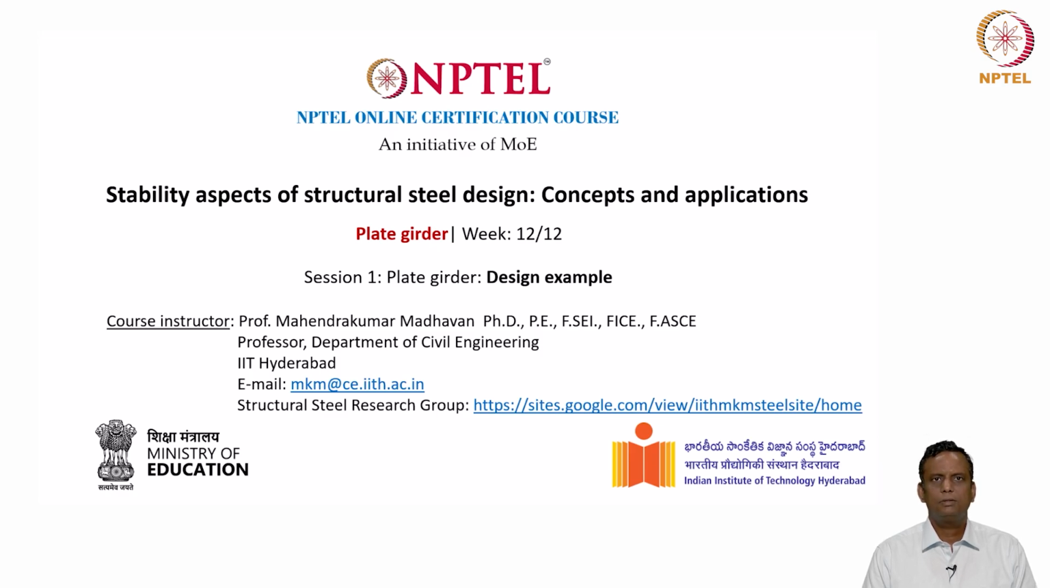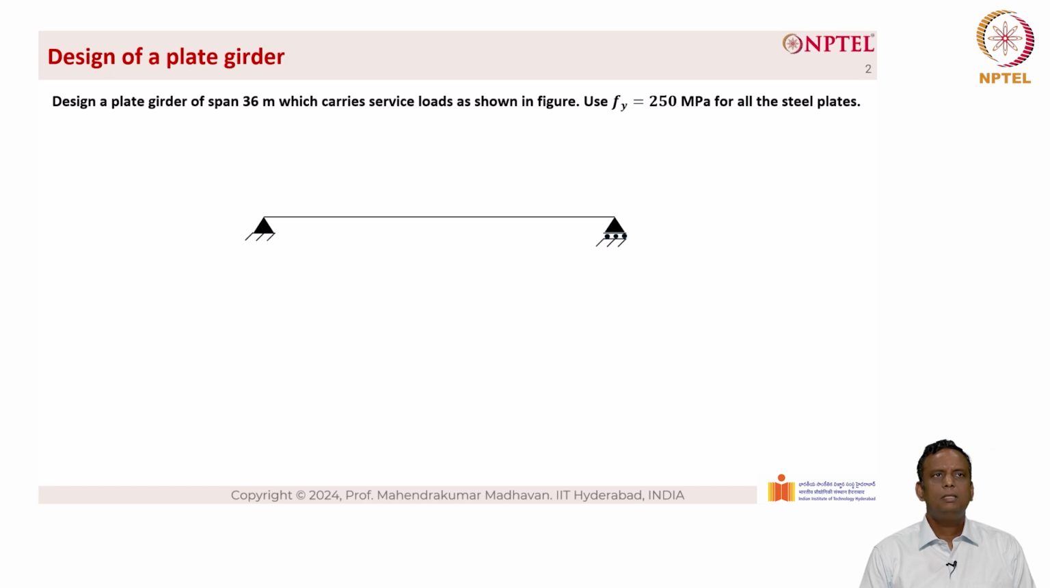In the last class, we talked about the theory of plate girders. Now, in this class, we'll talk about the application of plate girders through a design example. Design of a plate girder. Design a plate girder of span 36 meters which carries service loads as shown in the figure. Use Fy equal to 250 MPa for all the steel plates.